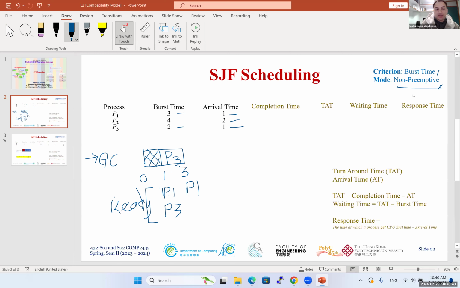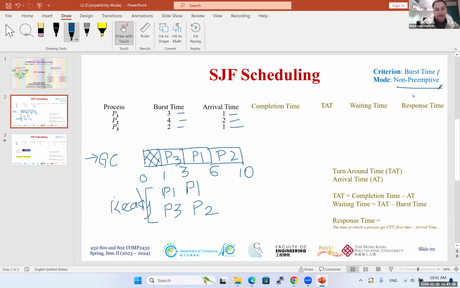After P3 gets executed, we already have two processes waiting, P1 and P2, because P2 has already arrived at the second unit of time. So between P1 and P2, who will get executed first? You will see the smallest burst time is of P1. So P1 will get executed first. 3 plus 3 is equal to 6. And then after P1 has executed, the CPU will be given to the process P2, and P2 will execute for 4 units of time, that is up till 10.